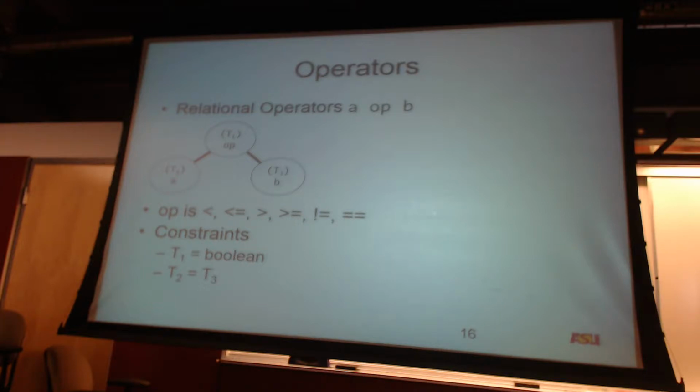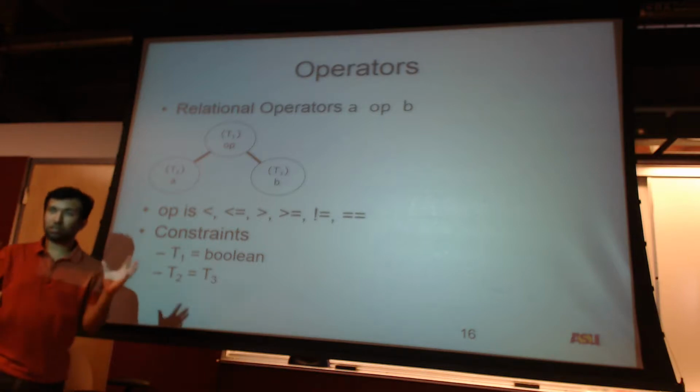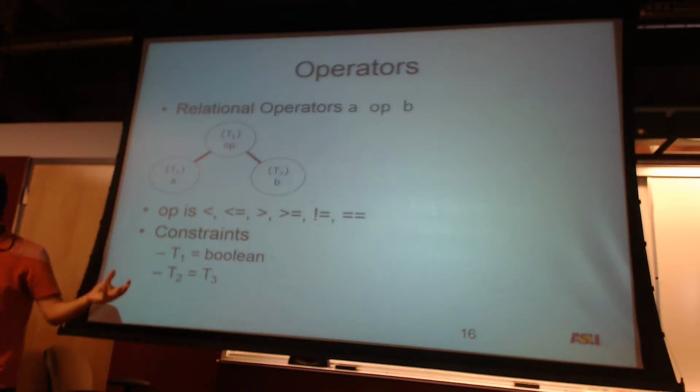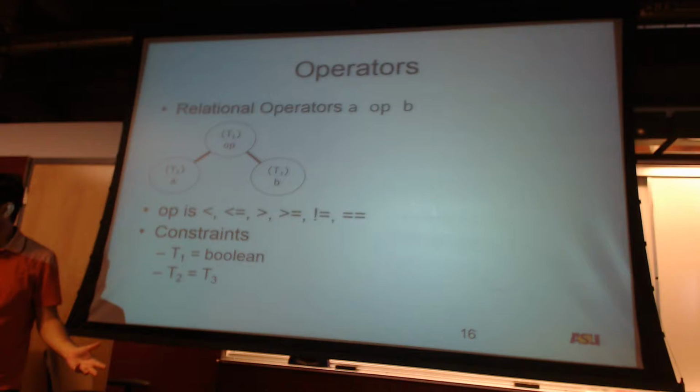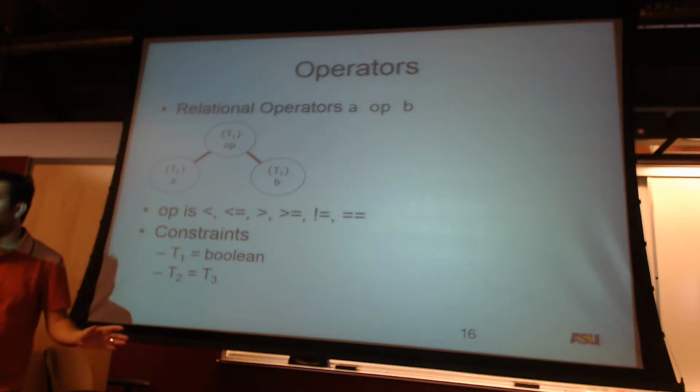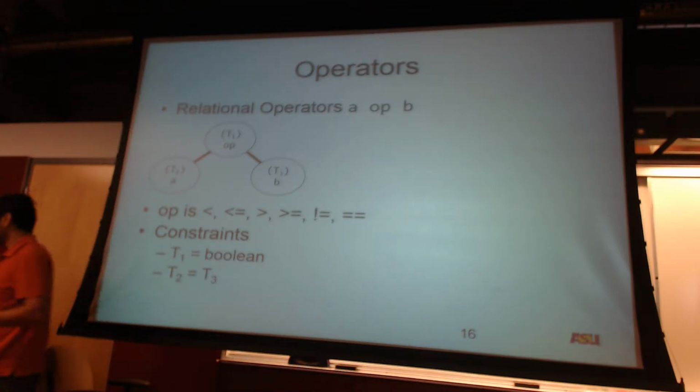So the moment you see a relational operator, you have this picture in mind, that there is a tree, OP is the root, A and B are the left and right child. So what we will have is the type of OP should be Boolean, A and B should have the same type. And you have to remember this.